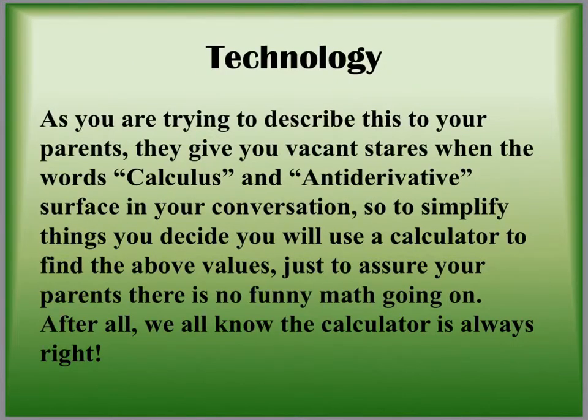All right, technology. Now, you are trying to describe this to your parents because I'm pretty sure they'll be pretty much like, that's pretty exciting. I'd like to have $2 million. You're going to go home and tell mom and dad. And as soon as you use the words calculus and antiderivative in your conversation, you get vacant stares. So to simplify things, you decide you will use a calculator to find the above values just to ensure your parents there's no funny math going on. After all, the calculator is always right.